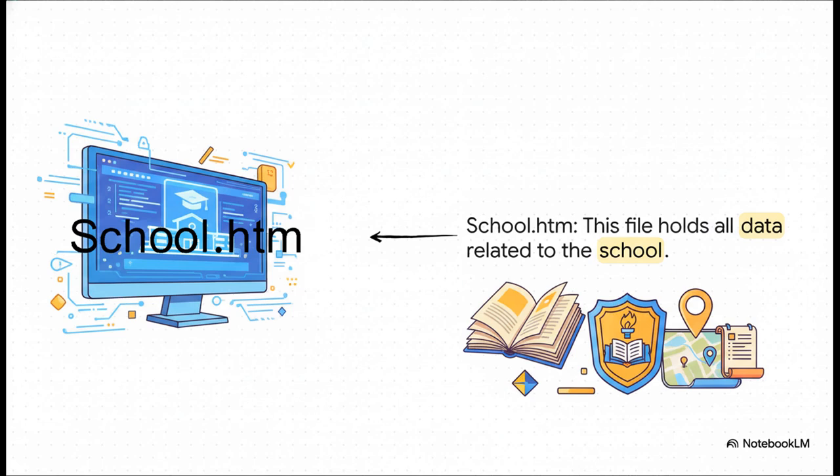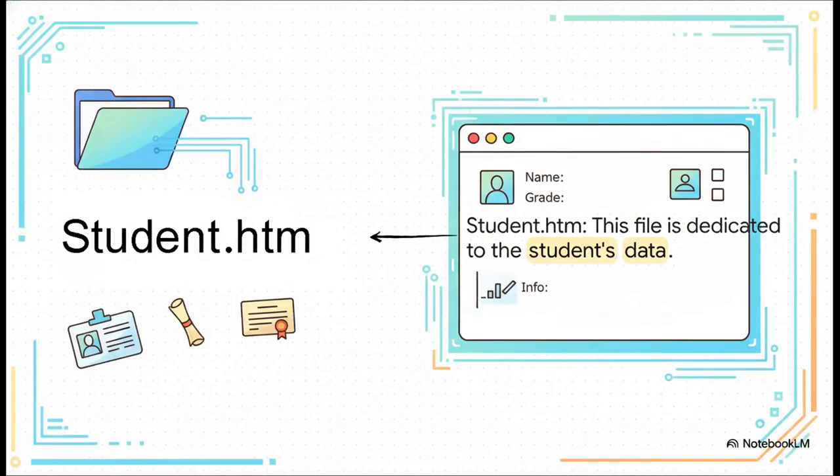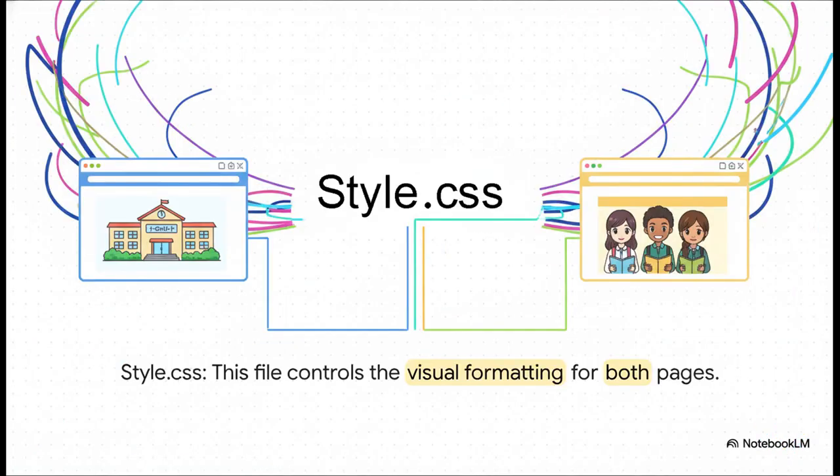First up is school.htm. This web page has one job and one job only: to hold all the information about the school. And next, we've got student.htm. As you can probably guess, this page is all about holding the student's data, things like their name and their grade. And finally, the magic ingredient, style.css. Now, the key thing to get here is that this one single file controls the look and feel of both of our HTML pages. This is how you create a really cool, consistent, professional design without having to do the work twice. It's super efficient.